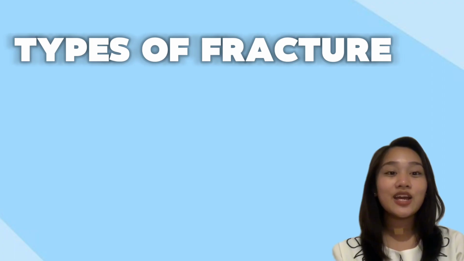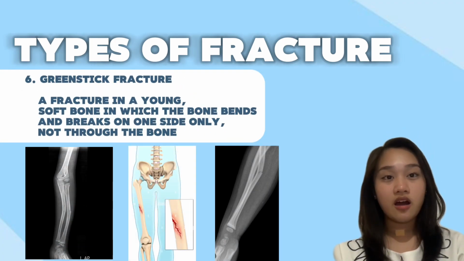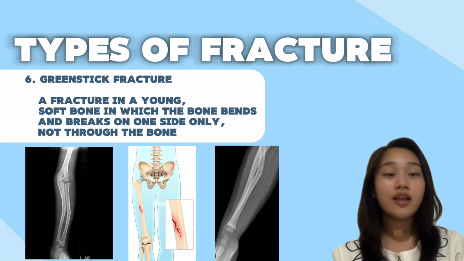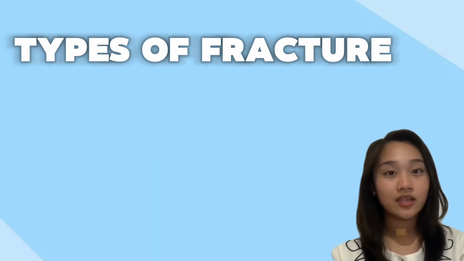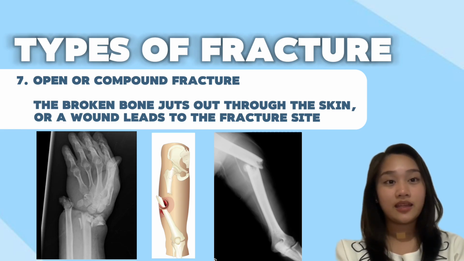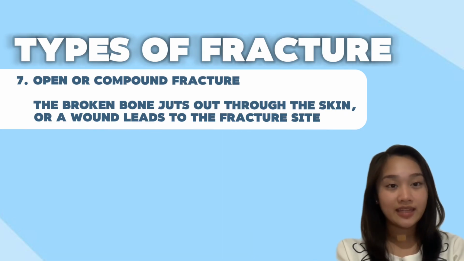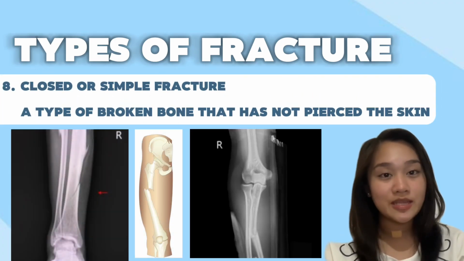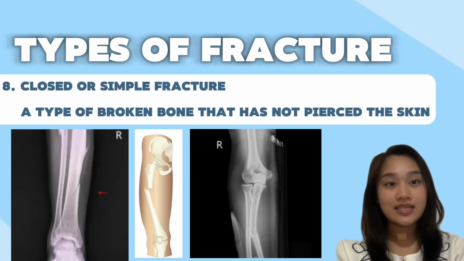Number 6. Greenstick. A fracture in a young, soft bone in which the bone bends and breaks on one side only, not through the bone. Number 7. Open or compound. The broken bone juts out through the skin or a wound leads to the fracture site. And lastly, closed or simple, a type of broken bone that has not pierced the skin.